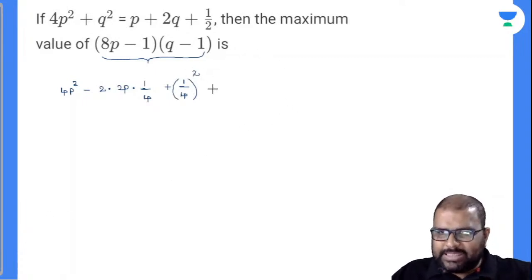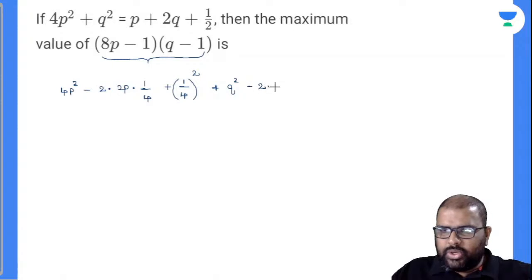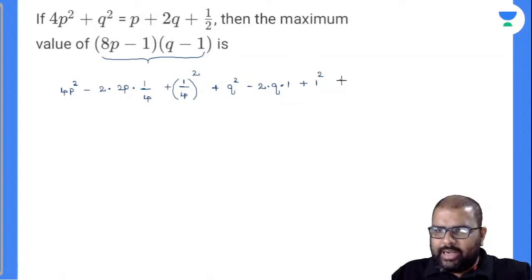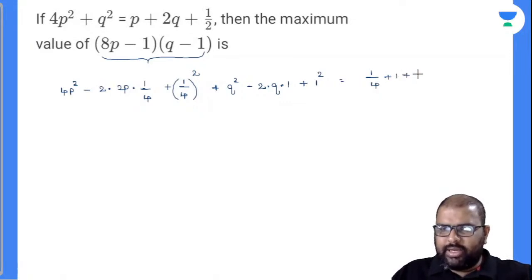Now plus again there is q square. I will take the 2q to the left hand side, minus 2 into q into 1. So what did I add there? I took 1 there, so I'll add this 1 square here. Hope that is clear. Now what did I add on the left hand side? I have added 1 by 4 whole square, and I have added 1.